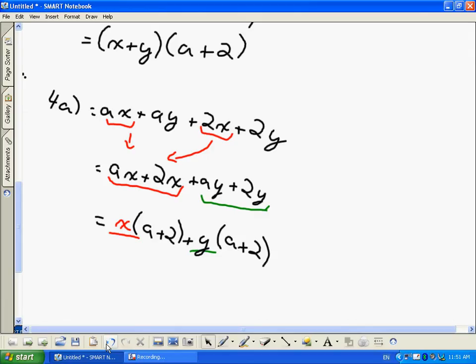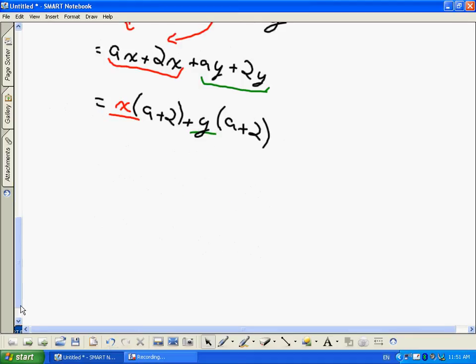If you notice again, I have 2 sets of brackets that are exactly the same. I can factor that out as a common factor. So, we're going to go up. Don't worry. I'm going to take out my a plus 2 and my a plus 2.